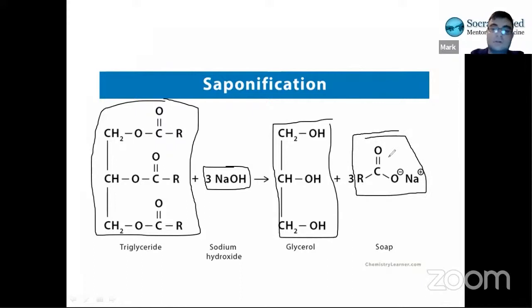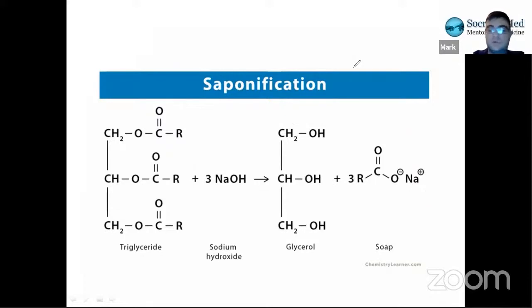If you notice, it looks very similar to a free fatty acid. It's just that instead of an OH, it's now bound to a sodium. This is how many old-school traditional soaps were made in the old days. Now it's much different, but it's an important reaction that you should know.